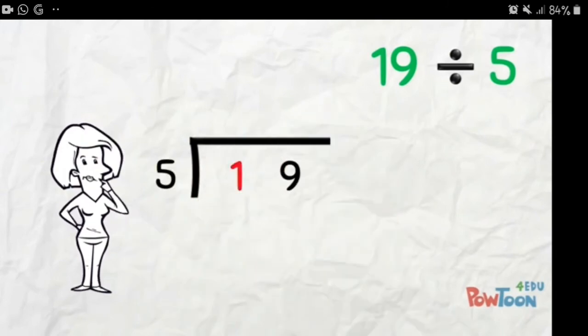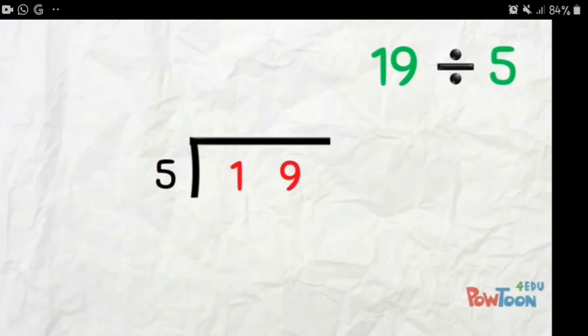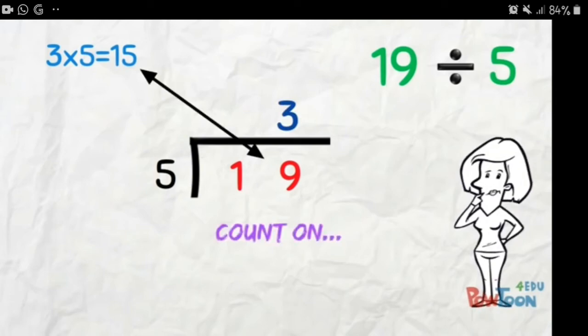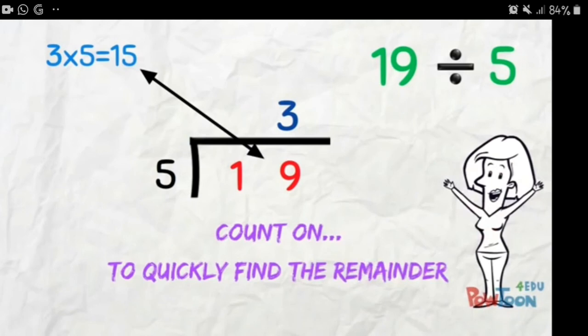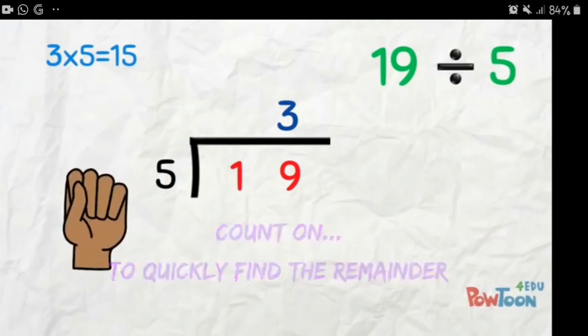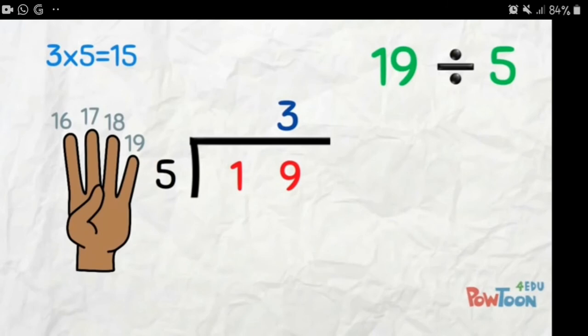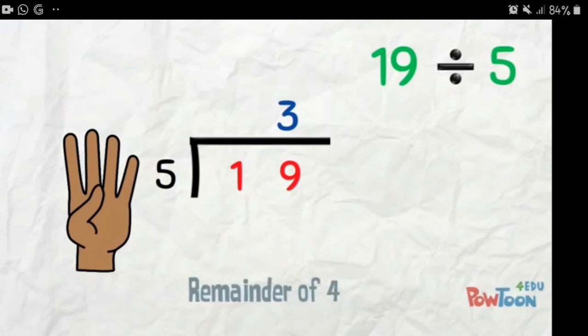There are no 5s in 1, so how many 5s in 19? If you know your 5 times table, you know 3 5s are 15. There's a remainder here. If we count on from 15 to 19, we can quickly find the remainder. So, 16, 17, 18, 19. I counted on 4 to get to 19. That's a remainder of 4.